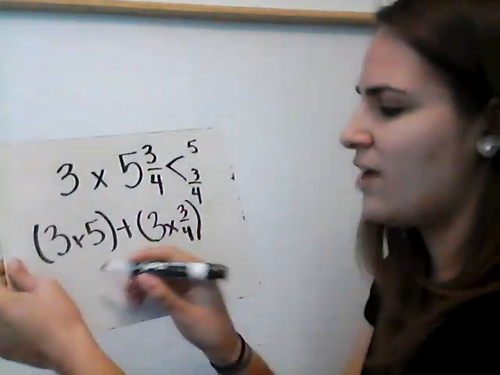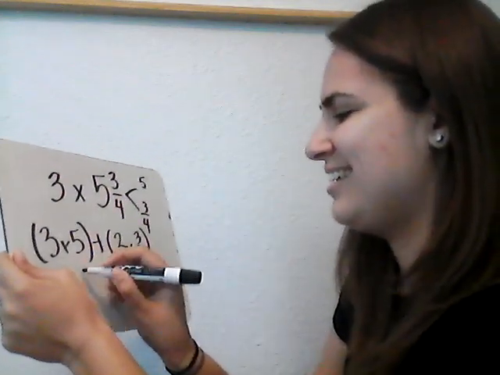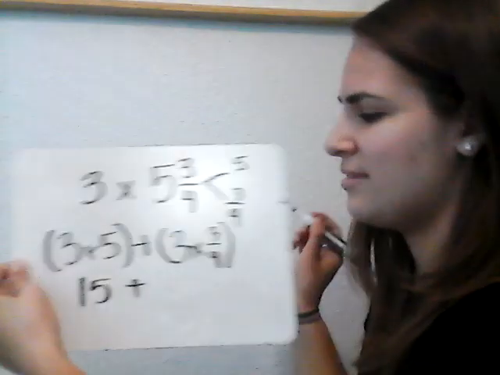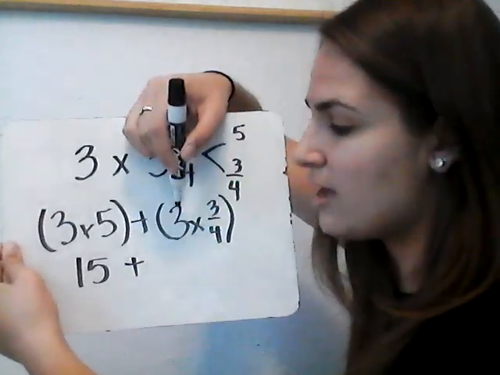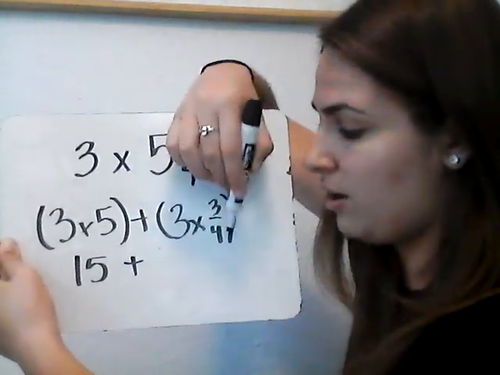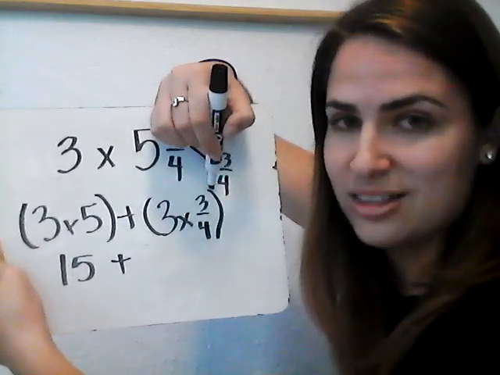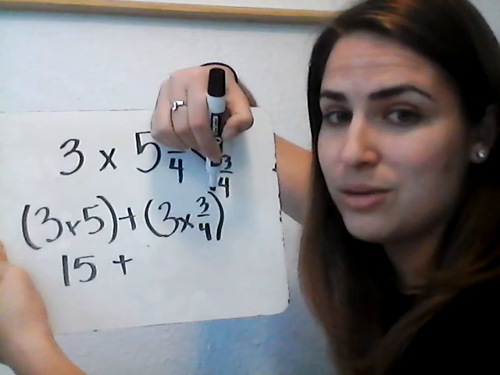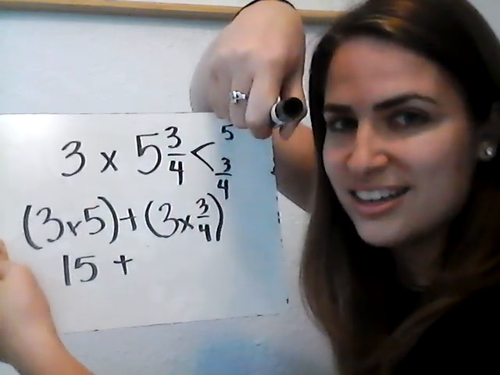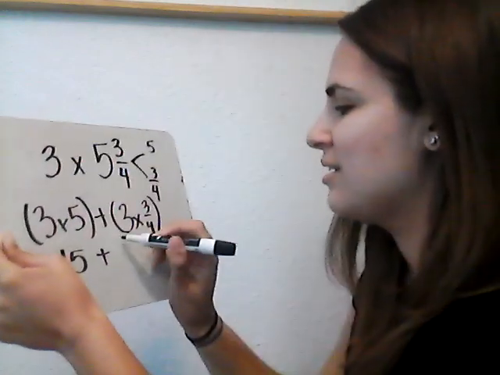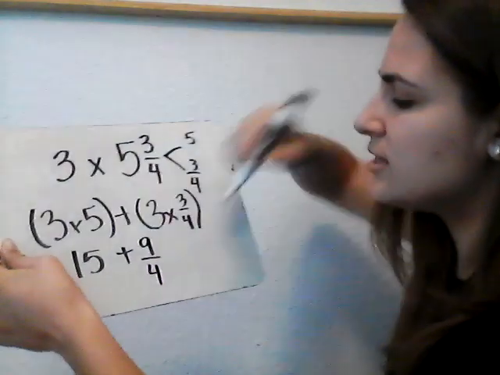When we multiply 3 times 5, we get, that's right, 15. And then we multiply 3 times 3/4. And again, when we multiply a whole number times a fraction, our denominator, or whole, is not changing, only our numerator is changing. The number of parts we have, that's the only one that's changing. So 3 times 3/4 gives us, that's right, 9/4. So we're adding 15 plus 9/4.